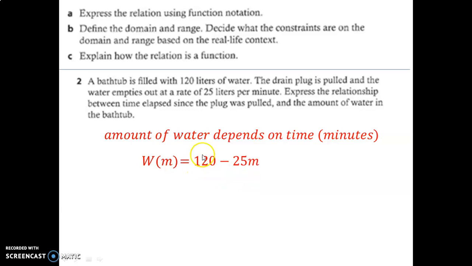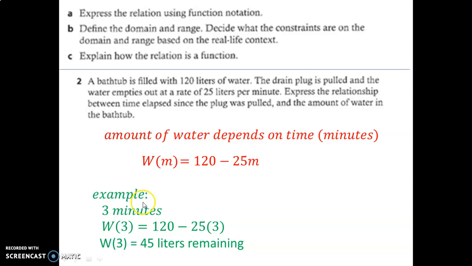So amount of water begins at 120 liters, and then you subtract 25 liters every minute because it drains that much every minute. So it's going down by 25 times the number of minutes that have passed. Again, it's a simple linear function. And now, what do you think a reasonable domain for this one is?